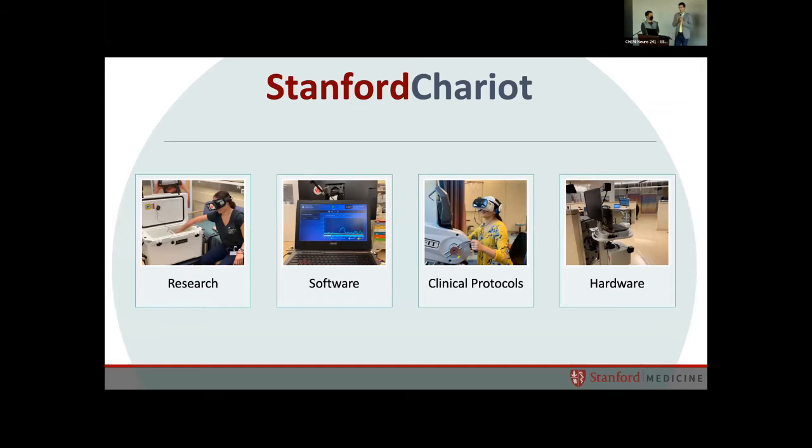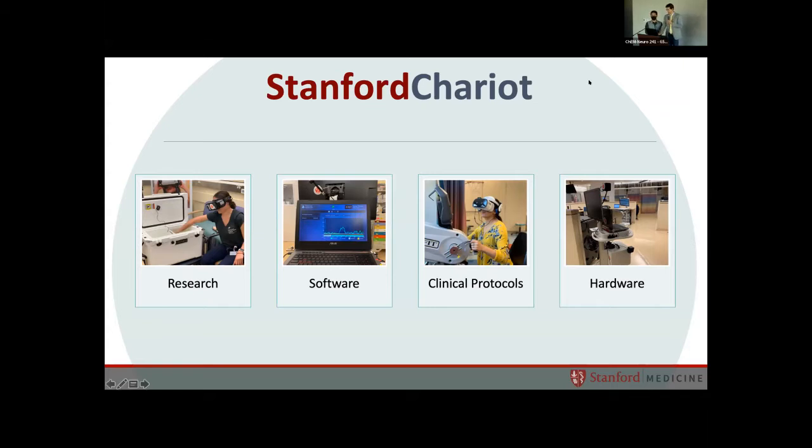Third, we develop clinical programs. Not everything we do is studied for research. We actually provide clinical protocols for Lucile Packard Children's Hospital, where we use our technologies not just for anxiolysis and analgesia, but also for faculty and healthcare personnel education on how to better care for children and patients.